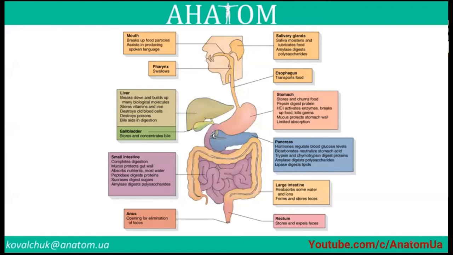The pancreas is a mixed-function gland, endocrine and exocrine. Exocrine produces special pancreatic juice for digestion. In the small intestine, digestion is completed, mucus protects the gut wall, and it absorbs nutrients and most water. Peptidases digest proteins, and amylase digests polysaccharides. The large intestine reabsorbs some water and ions and forms and stores feces. The rectum stores feces until expulsion, and the anus is the opening for elimination of feces.